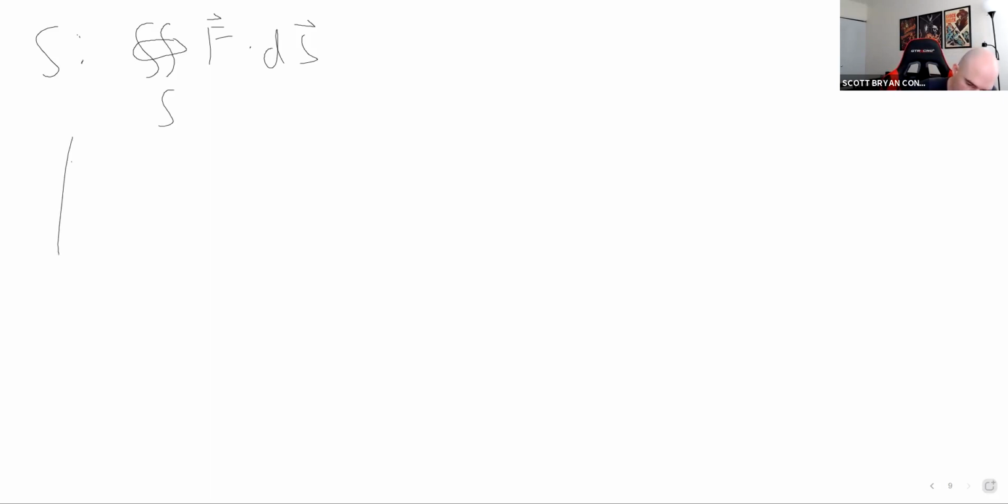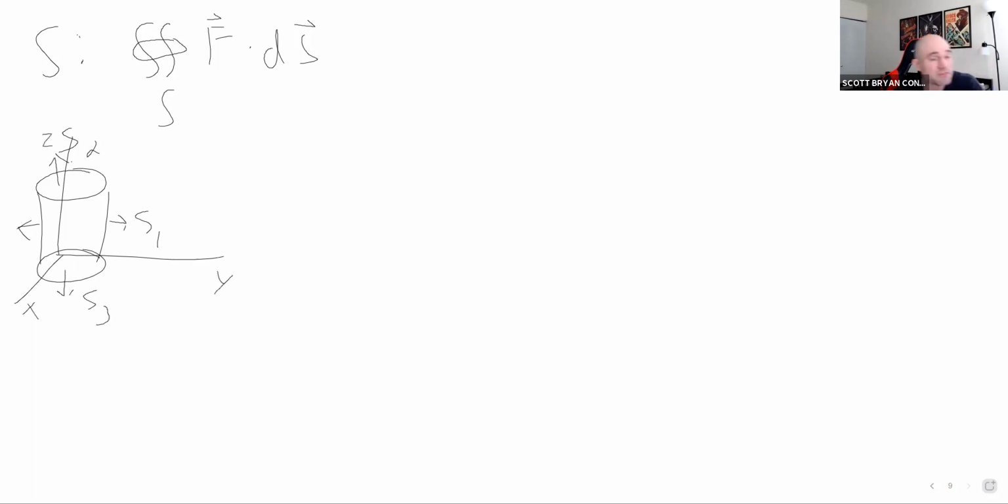Okay, so just redrawing our guy. We said S consists of 3 pieces. S1, which is the cylindrical piece with outward oriented normals. S2, the top piece with upward pointing normal. And S3, the bottom piece with downward pointing normal. We have to do this as 3 pieces because we can't parameterize all 3 surfaces in one go. I'm going to power through this really quickly.